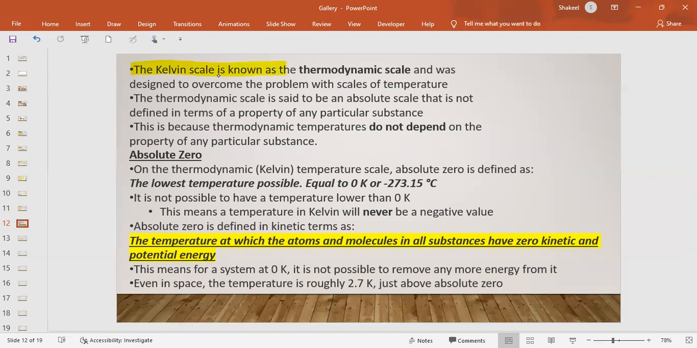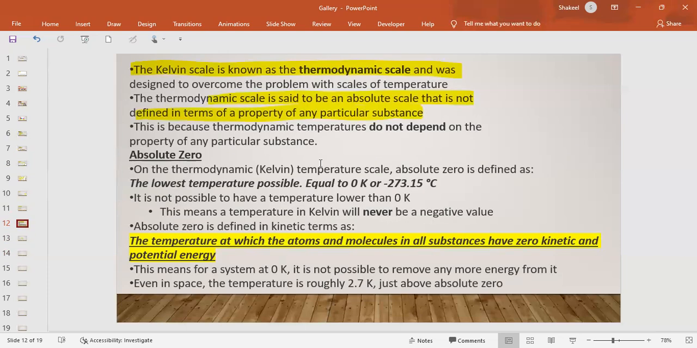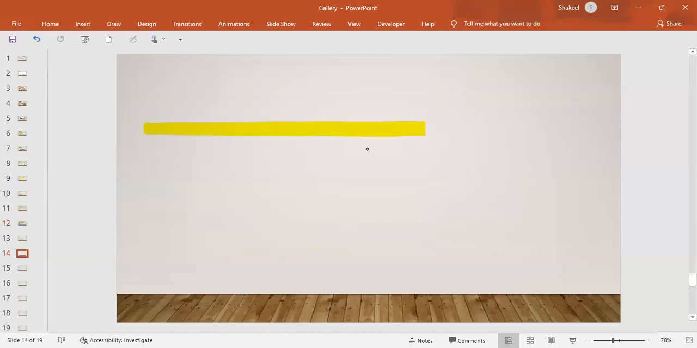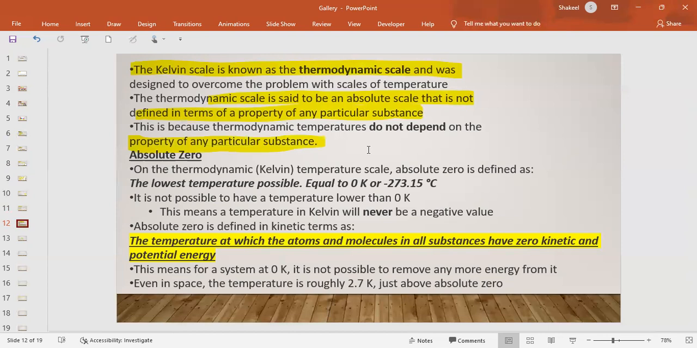So what's the Kelvin scale? The Kelvin scale is known as the thermodynamic scale, and it was designed to overcome the problem with scales of temperature. The thermodynamic scale is said to be an absolute scale that is not defined in terms of the property of any particular substance. This is the main thing. Degree Celsius depends on the expansion of a liquid or a resistance thermometer. But if you want to make a Kelvin thermometer or absolute scale, there is no physical property that you can use, because in Kelvin the lower fixed point would be 0 Kelvin, and so far we cannot achieve it.